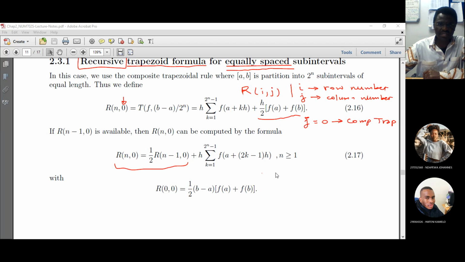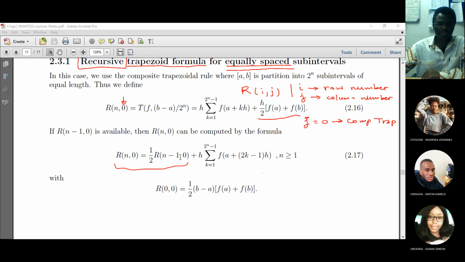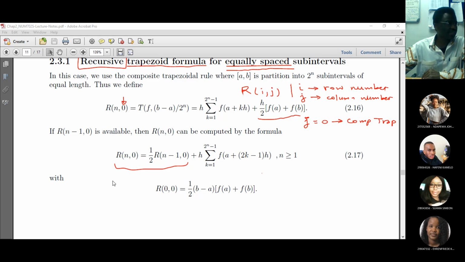Equally spaced because our x_k can be written as a plus kh, where h is the constant step size, right? And h is (b minus a) over 2 to the n, meaning the number of subintervals is a power of 2. For the recursive trapezoidal rule, we use this formula, but we use T instead, we call it T_j, just to indicate that they are all trapezoidal rule.